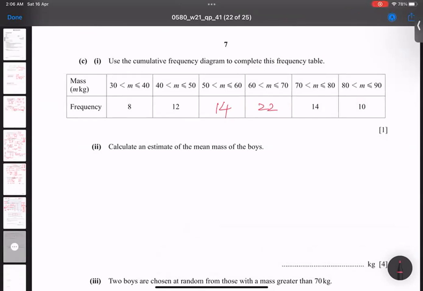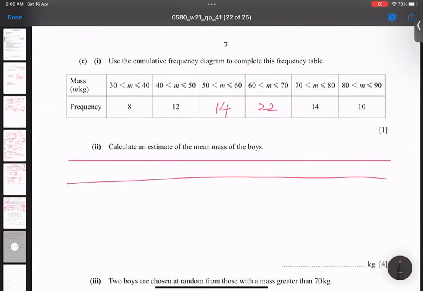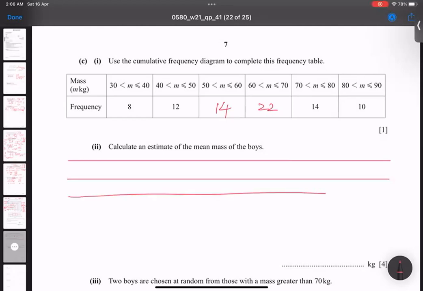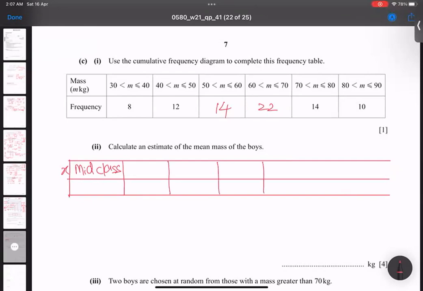How to get a mean? Okay, I will make 3 columns here. Get ready. First of all, I will make the first column, then the second column, then the third column. Okay, here I'll show you. The first column I'm going to write is called mid-class, represented by X. And how to get the mid-class? Okay, 1, 2, 3, 4, 5, and 6.